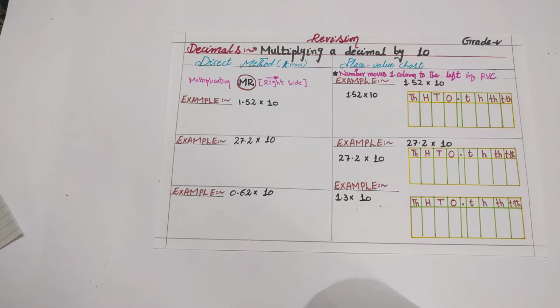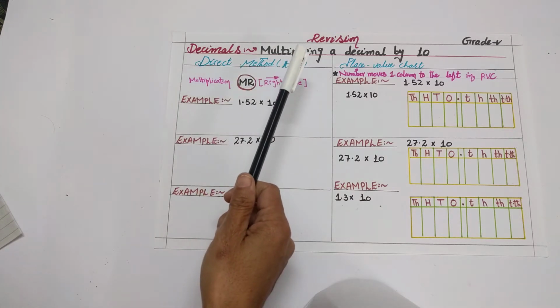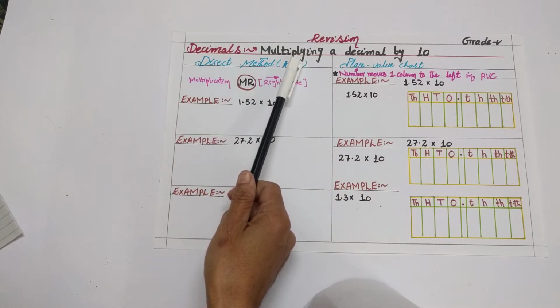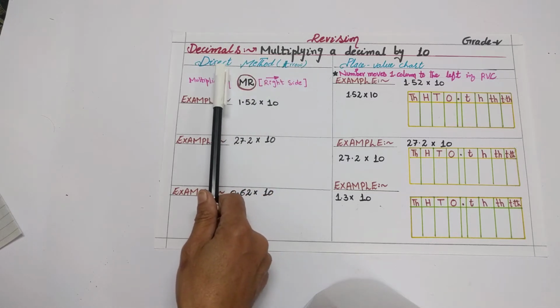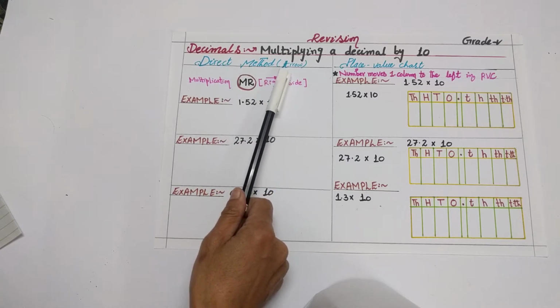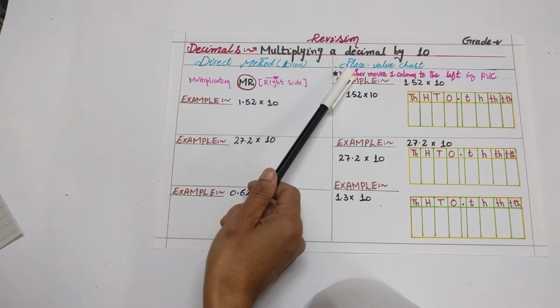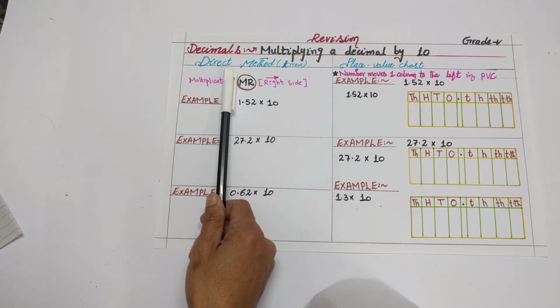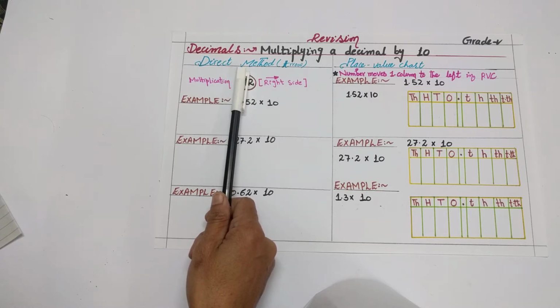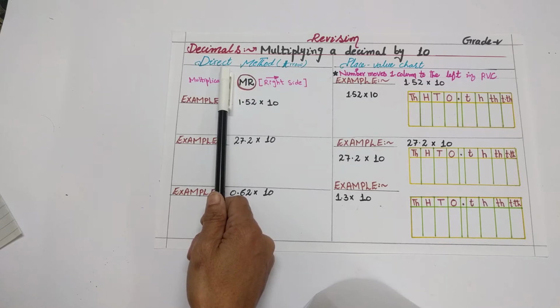Here I will explain the multiplication by two methods. The first method is the direct method, or you can say the arrow method, and the second one is by the place value chart. Let's start with the first method, how to multiply a decimal number by 10 directly by shortcut. You may have to solve these types of questions in objective type, so you can solve them by the direct method.